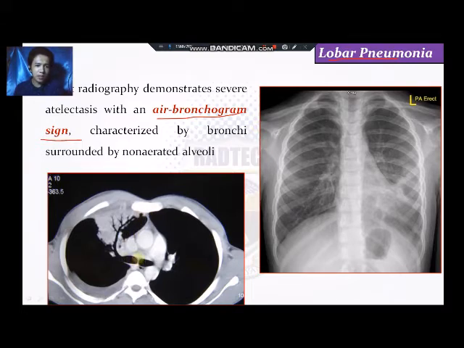Okay, so this is the bifurcation of your trachea. So padulong diri, this is the right side of the patient. Padulong diri nga side, this is the left side of the patient. Okay, so this is the right main bronchus, and then this is the left main bronchus. Okay, so makita nato nga itom pa.